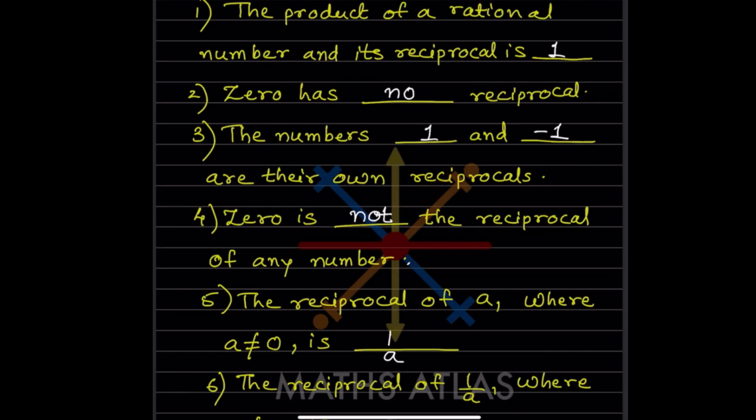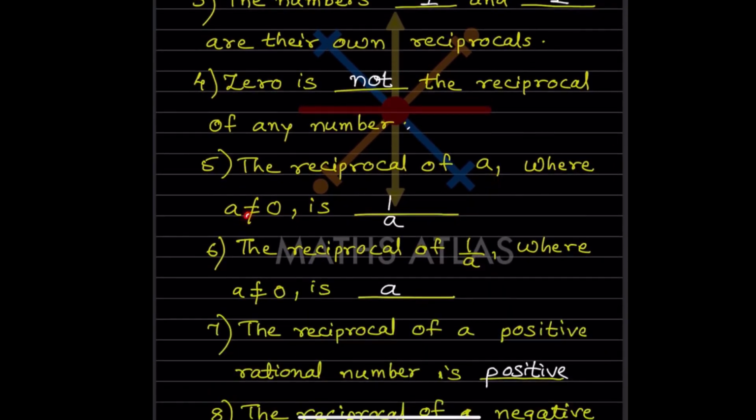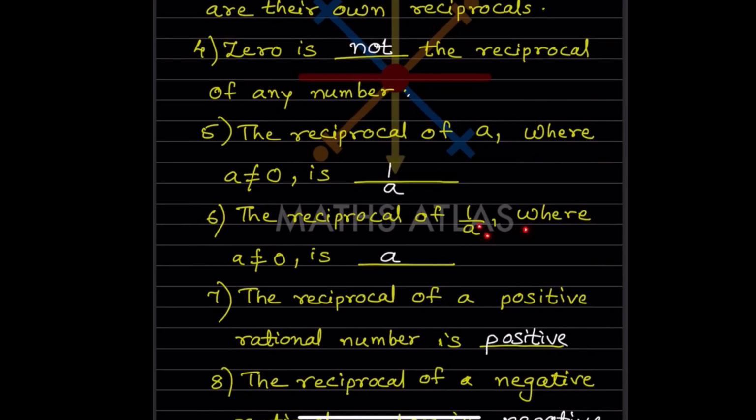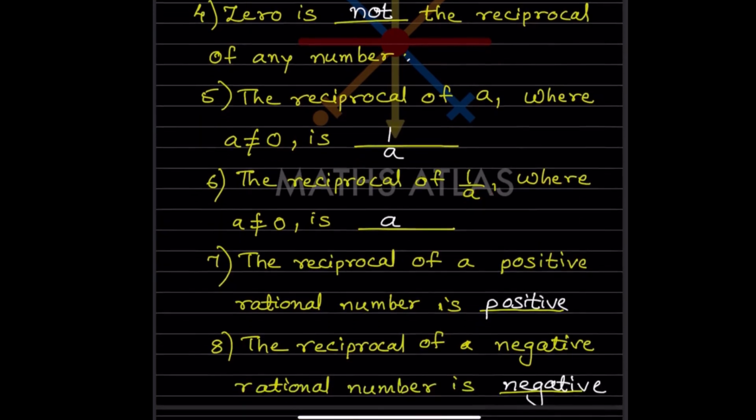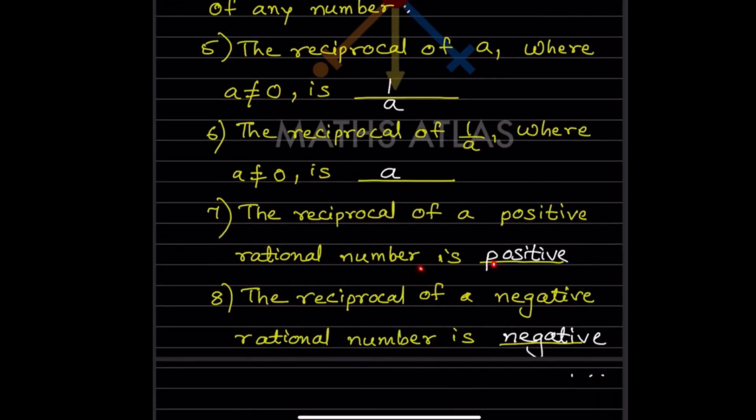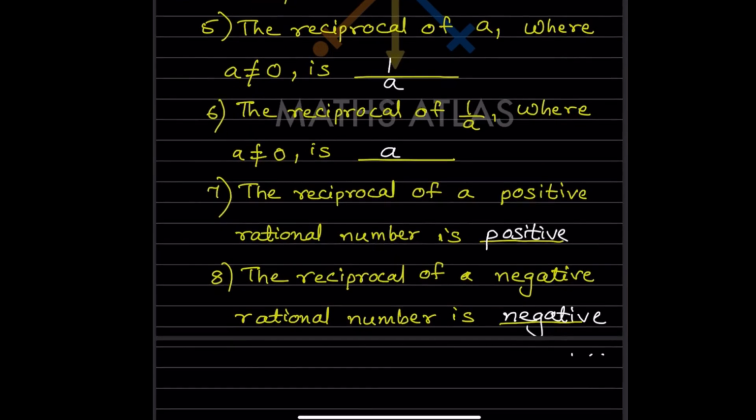Again the same. The reciprocal of A, where A is not equal to 0, is going to be 1 by A. But if it is 1 by 0, that is undefined. So A is not equal to 0, then only it should be 1 by A. The reciprocal of 1 by A is going to be A. The reciprocal of a positive rational number is always positive. So any positive number if you take, the reciprocal is always going to be positive. The reciprocal of a negative rational number is always negative.